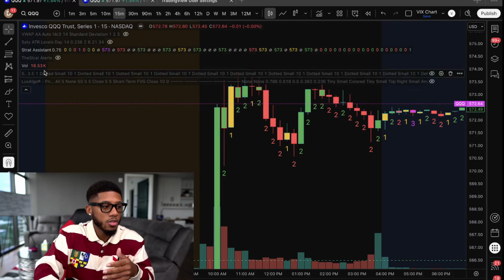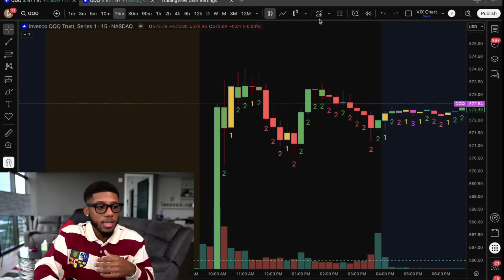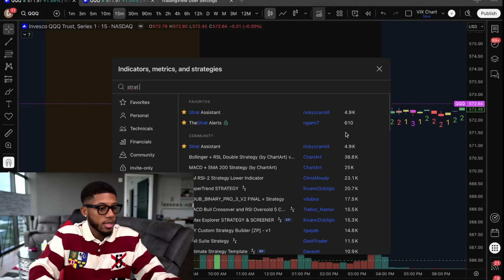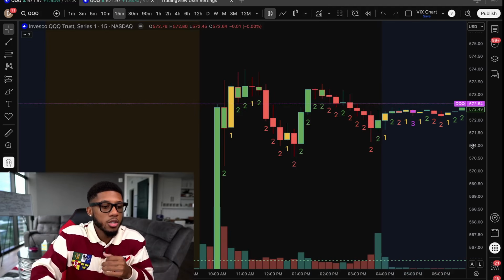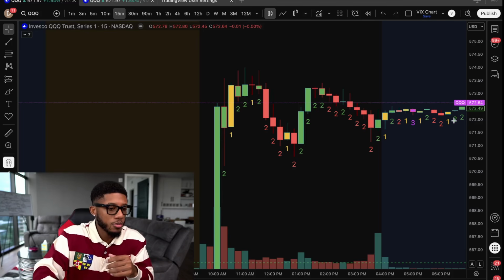So now that you understand the anatomy of a candlestick, let's go ahead and turn on the Strat Assistant. This is the indicator that you guys can turn on in TradingView. It is free, so you guys can check it out. If you come over here, you type in Strat Assistant. It's by Ricky Z. Carroll. Shout out to JR for putting me on to this indicator. I didn't realize so many people traded it, but this is the one that I personally use, okay?